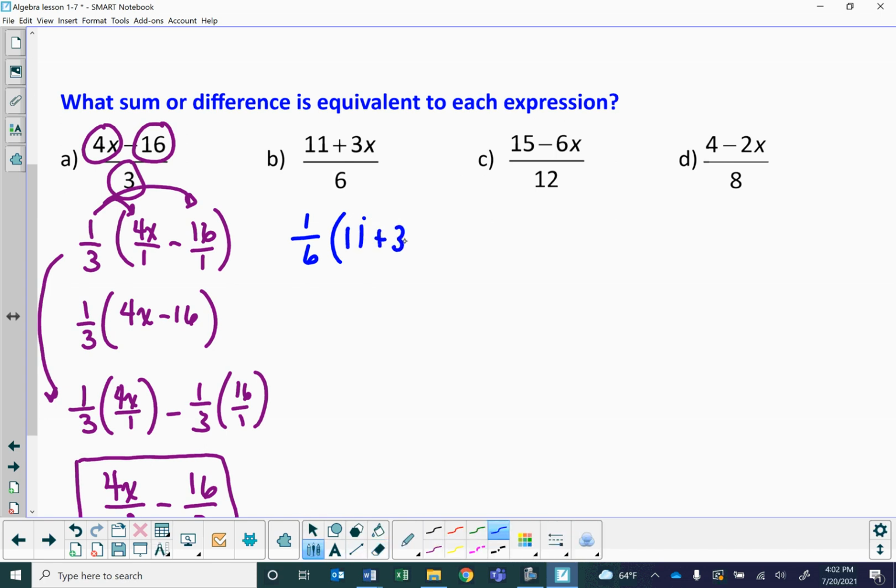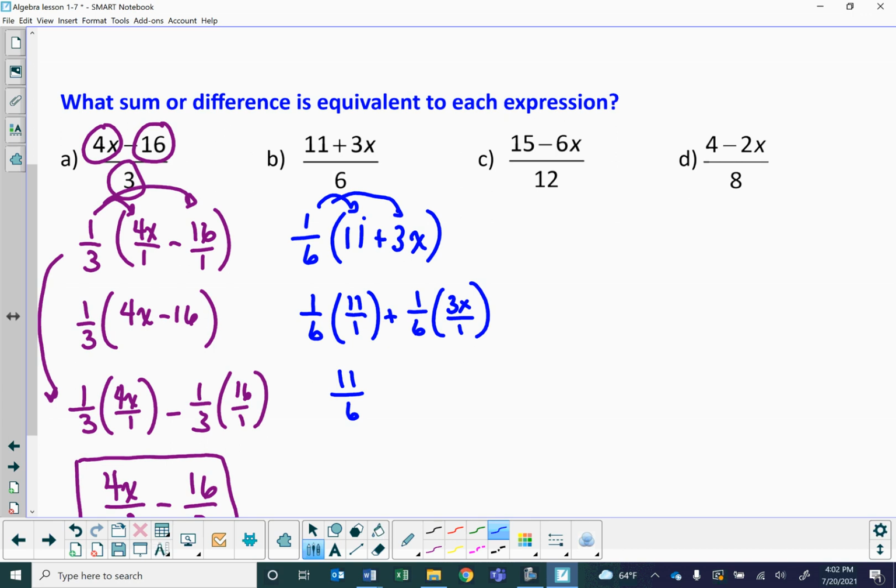11 plus 3x. So if I distribute this properly, I have 1/6 times 11 over 1 plus 1/6 times 3x over 1. So again, nothing cross cancels in the 1/6 and the 11 over 1, so it becomes 11/6 plus, but something does cross cancel here. 3 goes into itself once and it goes into 6 twice, so this becomes x over 2. Or some people will write this as 11/6 plus 1/2 x.